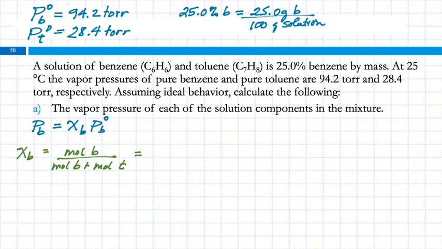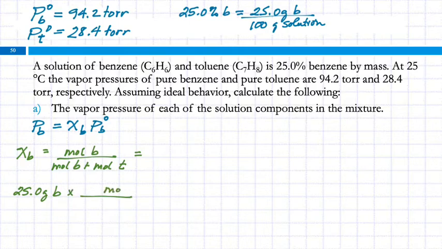The percent by mass doesn't change if I have more or less of the solution. The mole fraction also doesn't change if I have more or less of the solution. They're both concentrations. If I look at the meaning of 25% by mass, I can say, well, I could use this 25 grams of benzene. I could convert that to moles. 25 grams of benzene.